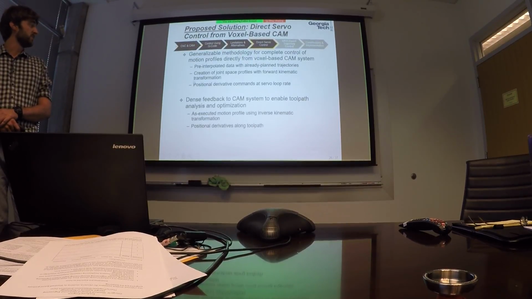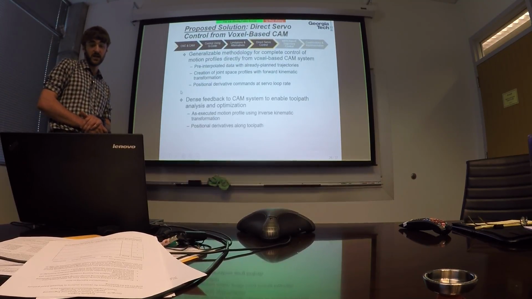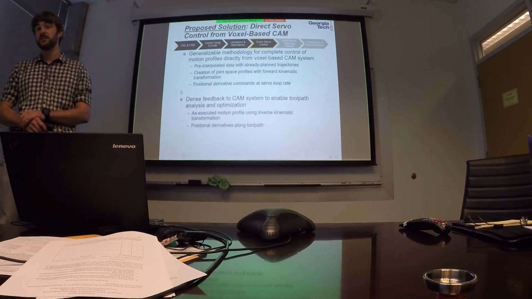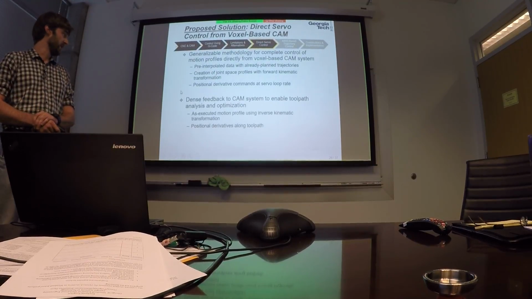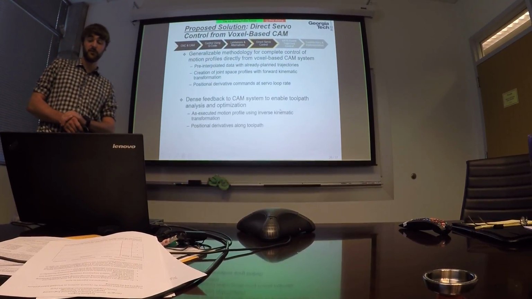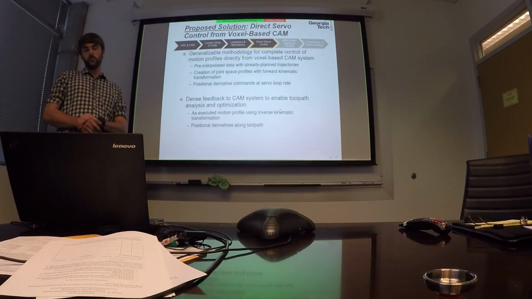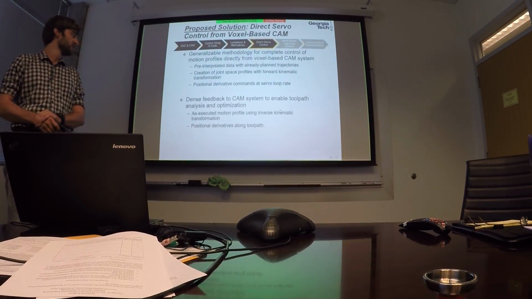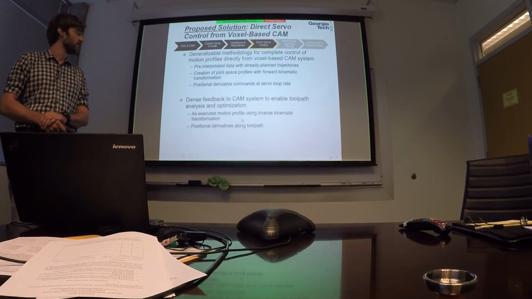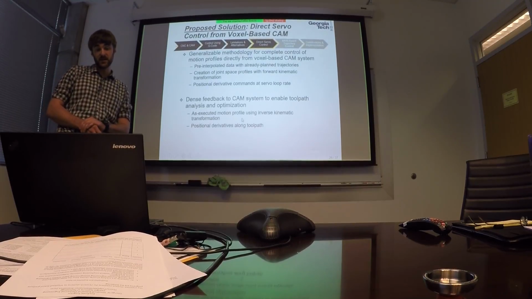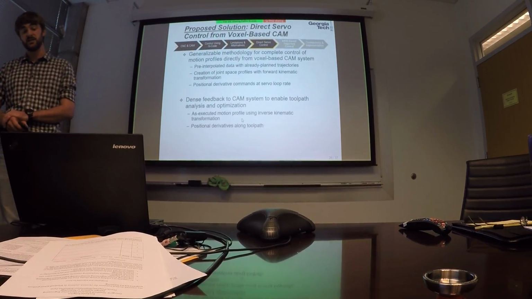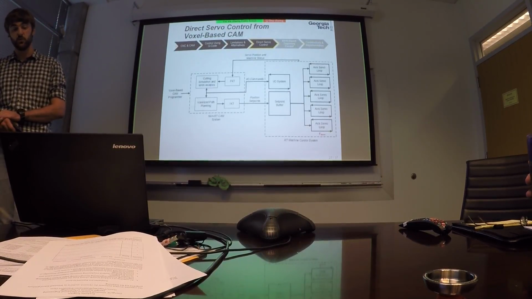Positional derivative commands will be given at the servo loop rate, so this could be position or some derivative of that. And this will also enable dense feedback to the CAM system at the servo loop rate to enable offline or possibly online toolpath analysis and optimization. So we will see the as-executed motion profile using the inverse kinematic transformation, and we will be able to plot the positional derivatives along the toolpath.